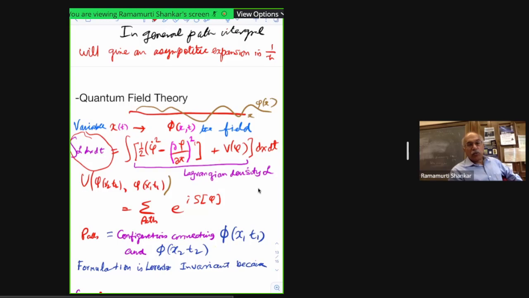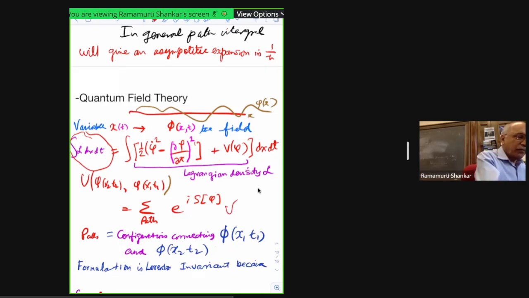So the propagator in the quantum field, if initially the quantum field was in a configuration phi of x1 at time t1. Remember, for the quantum field, x is not a variable. x is a point on the line, and phi is the variable at that point. And you want the whole configuration at one time t1, you want to know what's the probability that it will be in some other configuration at time t2, you must sum over all configurations, starting with the initial configuration, ending in the final configuration.